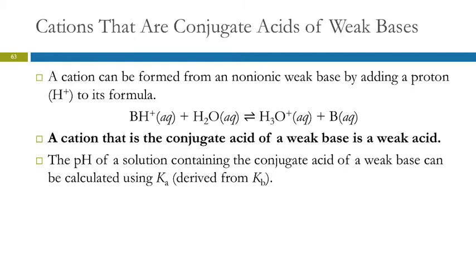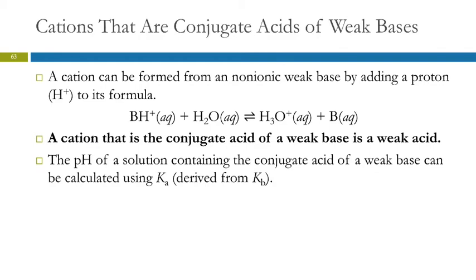Then we've got cations that are conjugate acids of weak bases. So here we have the conjugate acid of a weak base. So this could be something like ammonium ion, right? We've got our weak base. It accepts the proton. Now it becomes a conjugate acid. So this can now donate the proton back to water. So it can act as an acid. That cation that is a conjugate acid of a weak base is a weak acid.